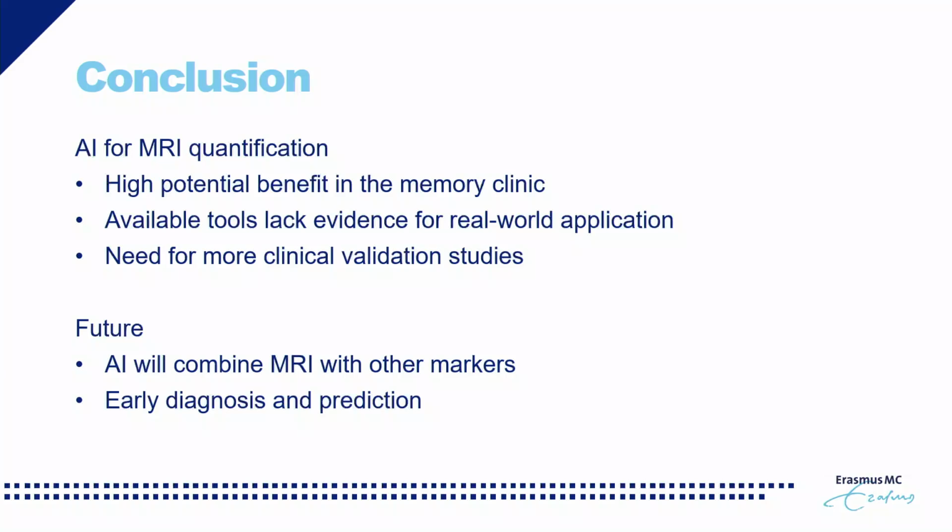In conclusion, we took AI for MRI quantification as an example, which has a high potential benefit in the memory clinic. The available tools are there, but they need more evidence for real-world application. There is definitely a need for more clinical validation studies. In the future, when we go to high-dimensional MRI markers, other types of MRI sequences, or combinations with other markers, we can learn from this and take on these types of validation earlier to get towards early diagnosis and prediction in dementia.